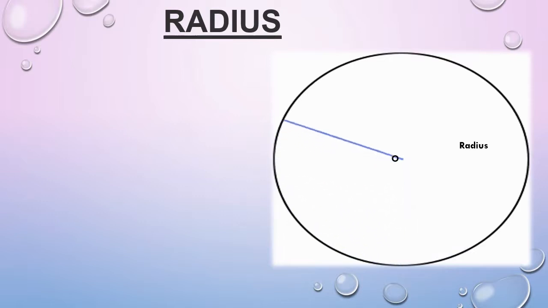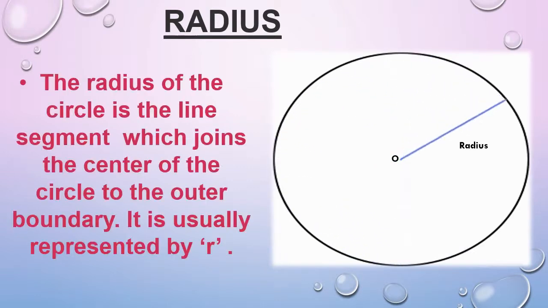Next is radius. The radius of a circle is the line segment which joins the center of the circle to the outer boundary. It is usually represented by small r. We can draw countless number of radii in a circle.